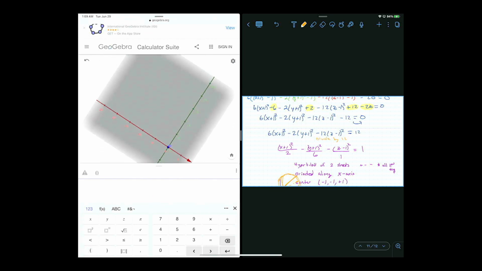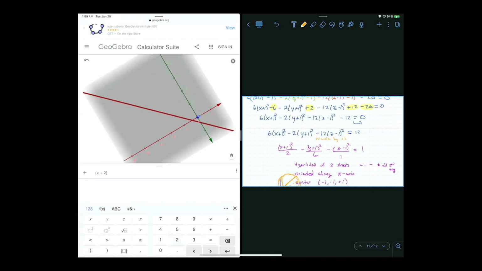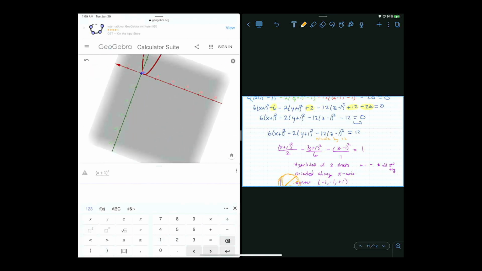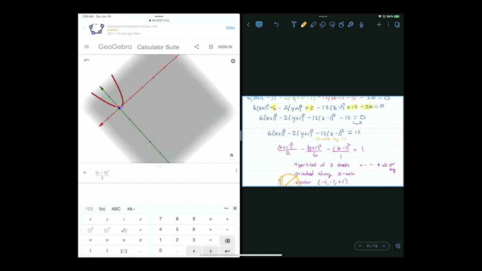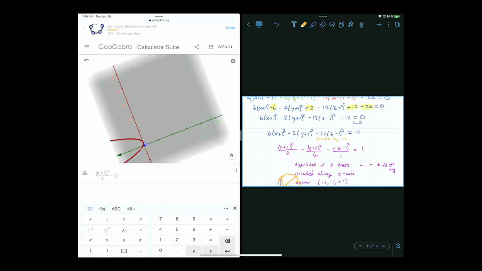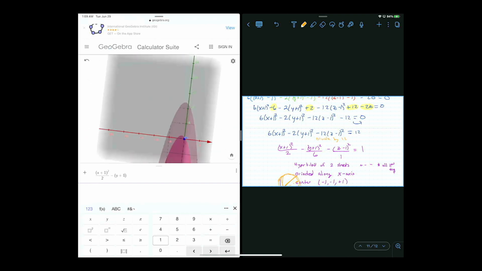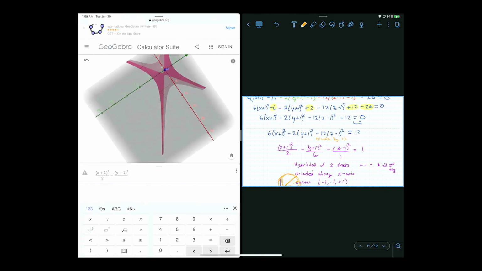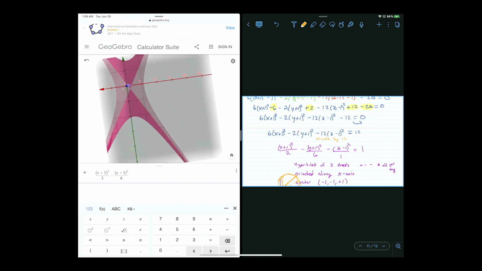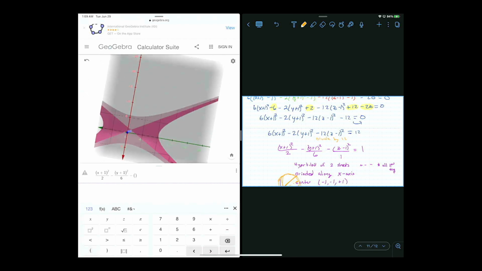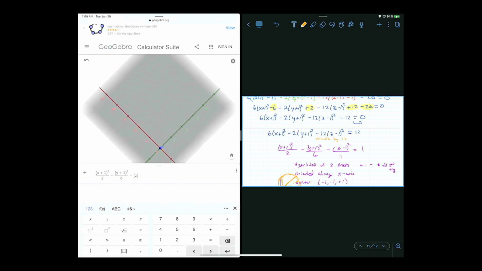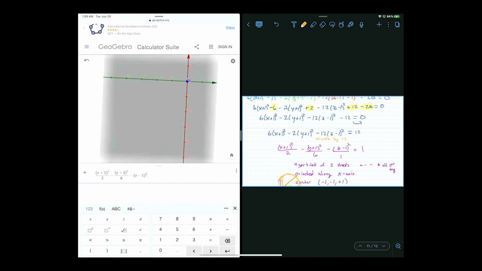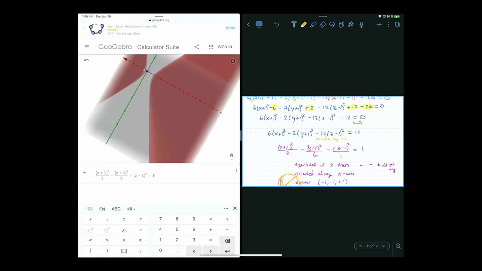What do we got? Parentheses x plus 1 parentheses squared over 2 minus parentheses y plus 1 parentheses squared over 6 minus parentheses z minus 1 parentheses squared equals 1. Go.